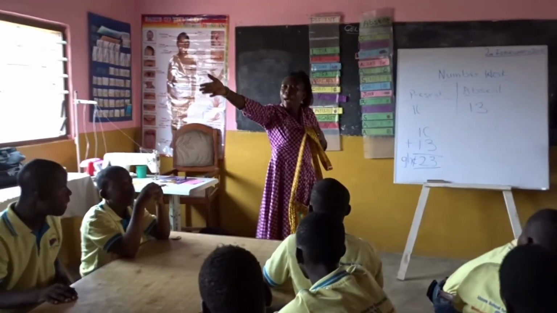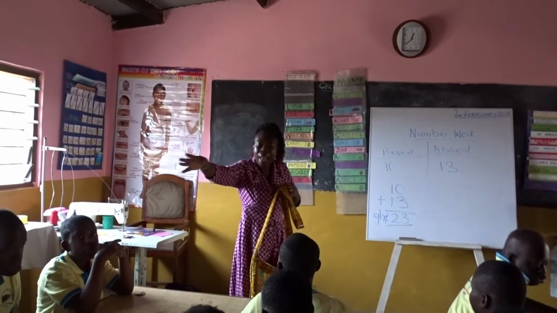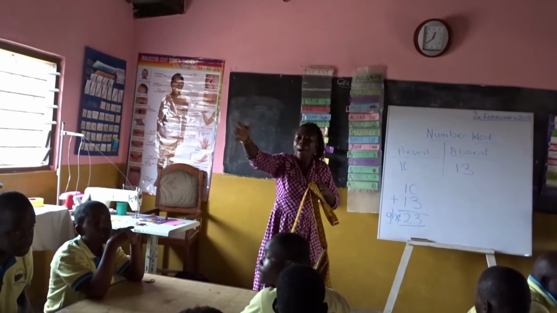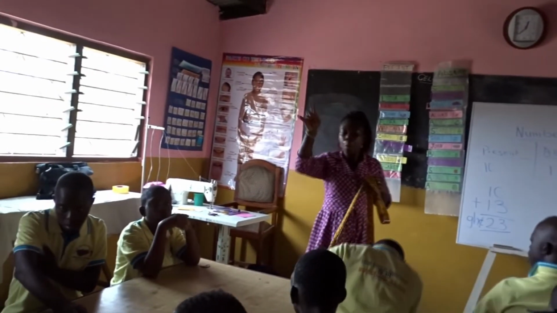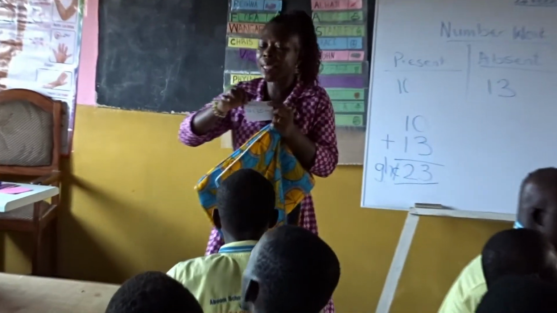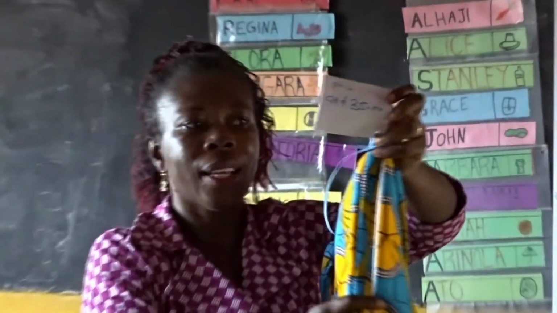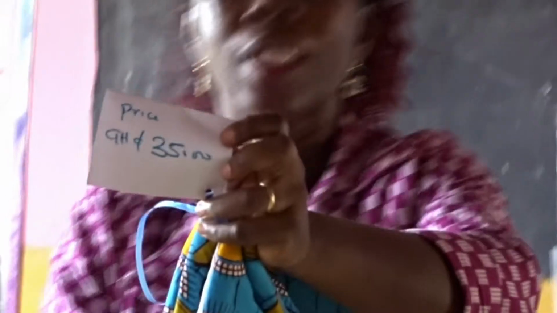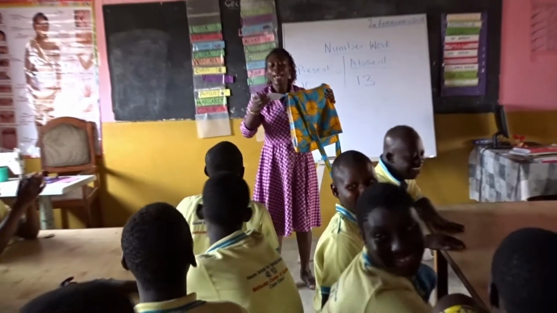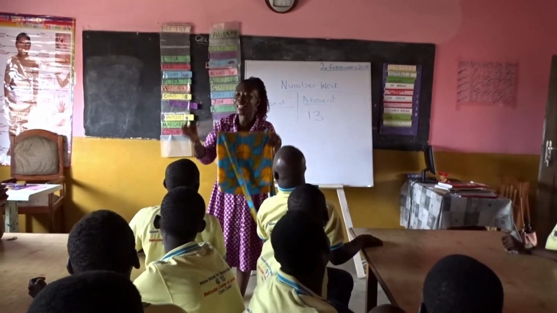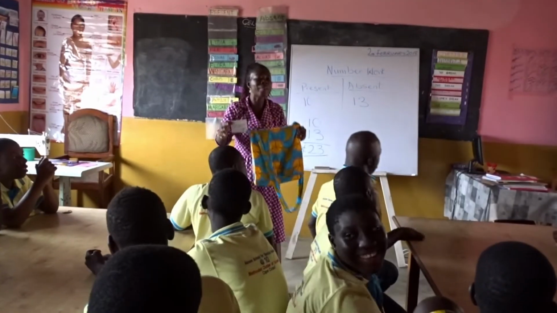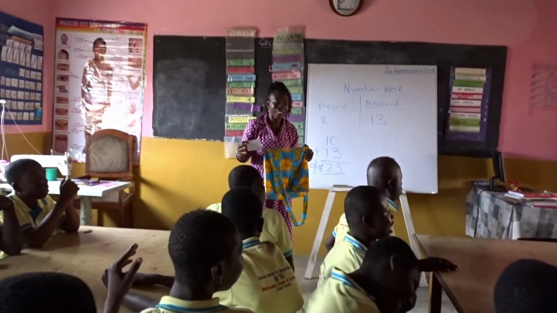Let us go and look at the bag there and tell me how much any of them is costing. Go and take one bag and tell me how much it is costing. Let's see. How much? Yes, 35. Good. This bag is costing 35 Ghana cedis.